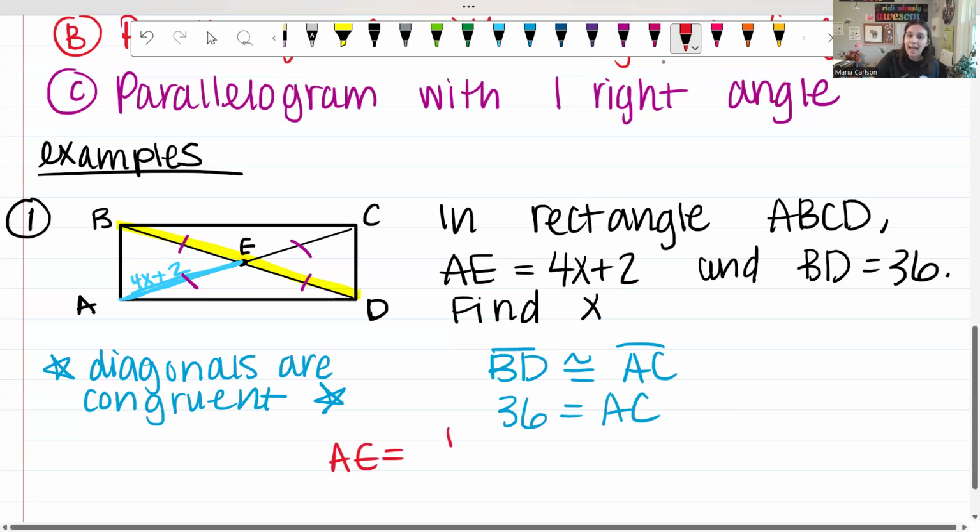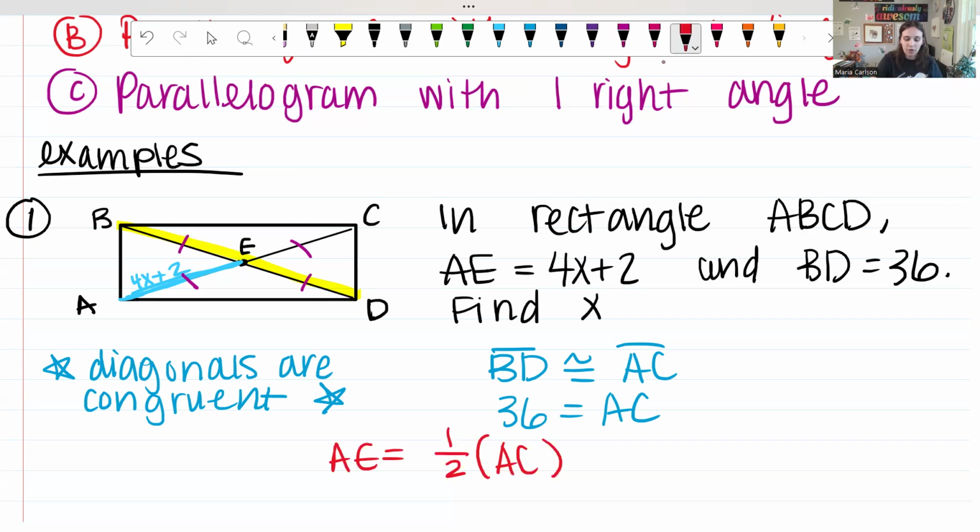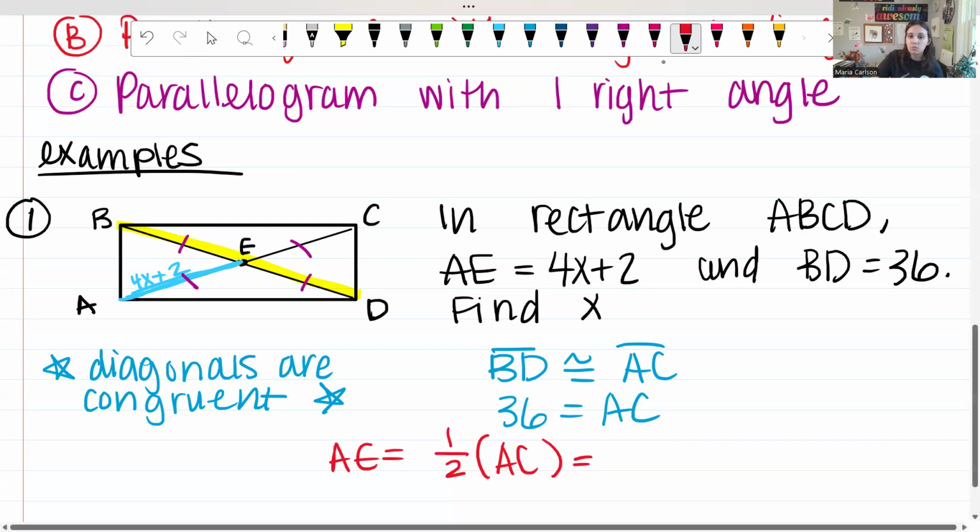But now I know really that I could write an expression for AE as 1/2 of AC, right? AE, this little segment that is 4x plus 2, is 1/2 of the whole, which means that it's 1/2 of 36. And 36 divided by 2, or half of 36, is 18. So AE, which is equal to 4x plus 2, is also equal to 18.